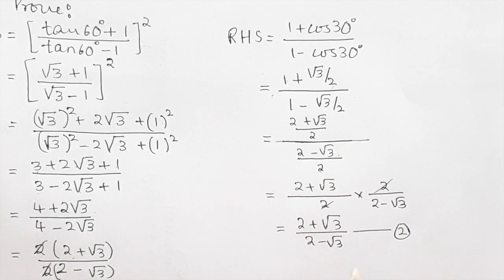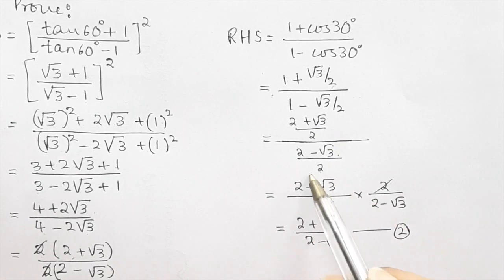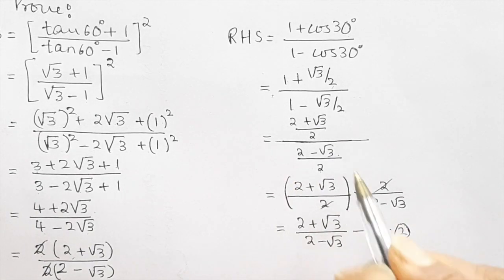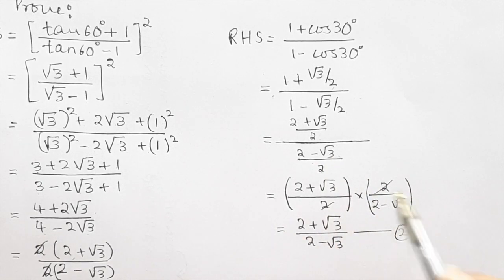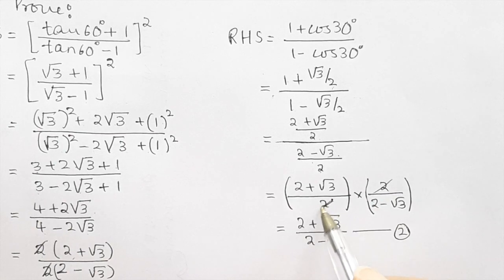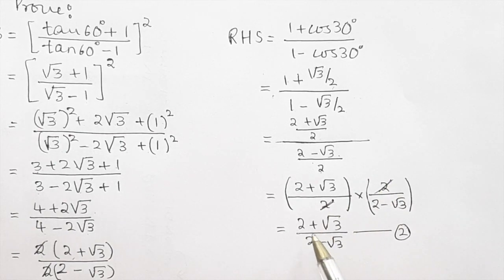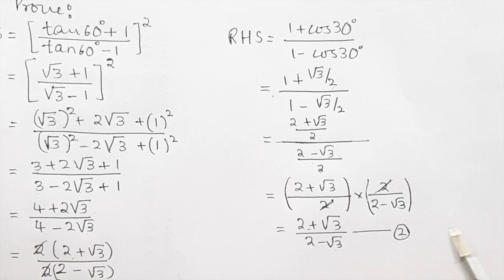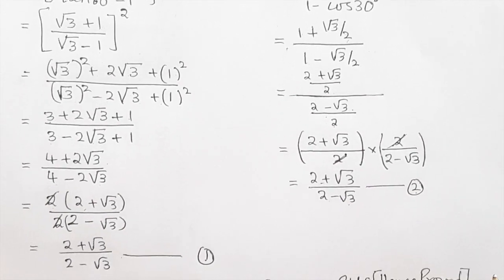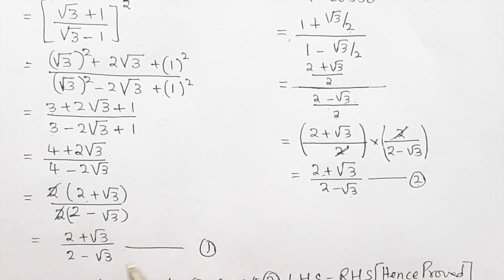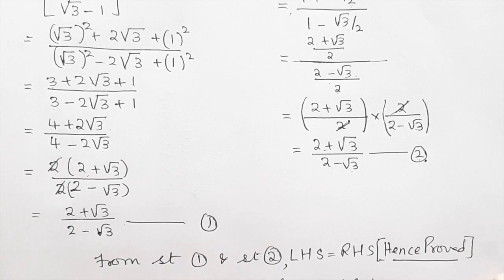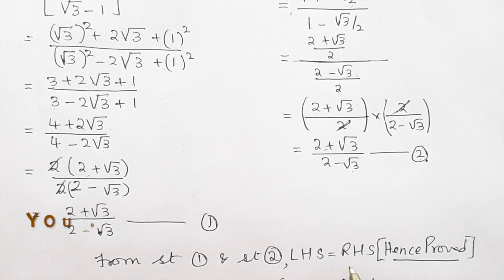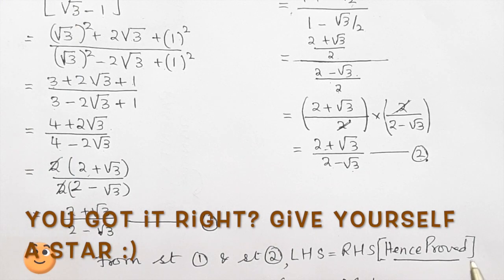And now because we have fractions, we will write them separately. So this is a numerator and the denominator becomes the reciprocal, and then as we multiply it, this 2 and this 2 gets cancelled. So you have 2 plus root 3 upon 2 minus root 3. We call that as statement number 2. Now if you look at our two statements, first statement and second statement, isn't it the same? So we say from statement 1 and statement 2, LHS is equal to RHS, hence proved.